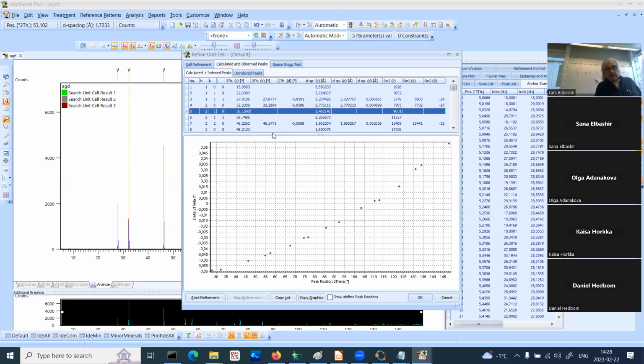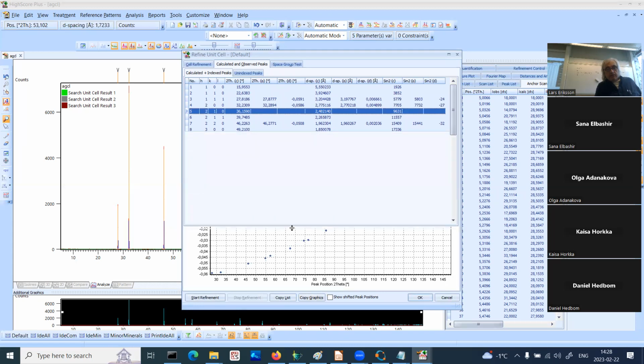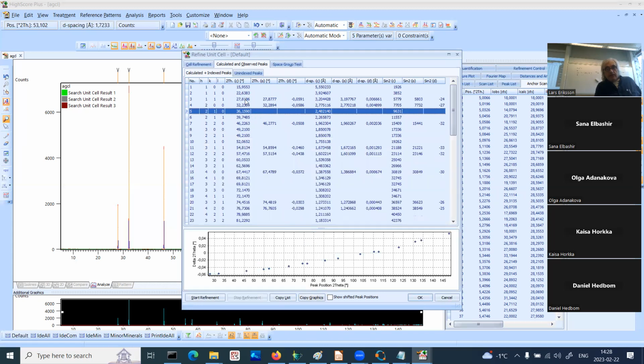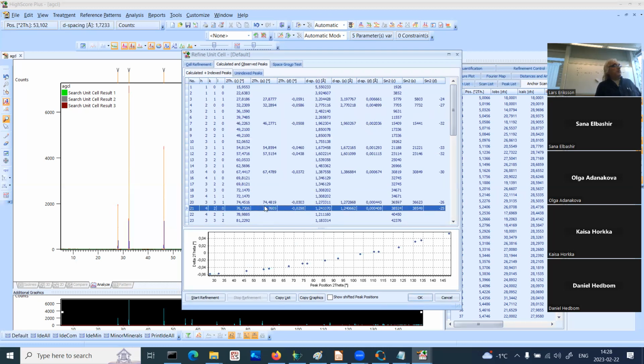If we try the 111, 200, 220, 311, 222, 400, 311, 420, all of them fulfill the requirement of either all even or all odd indices. And this is an indication of F centering, in that it's an F lattice.